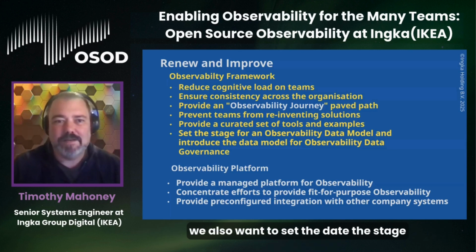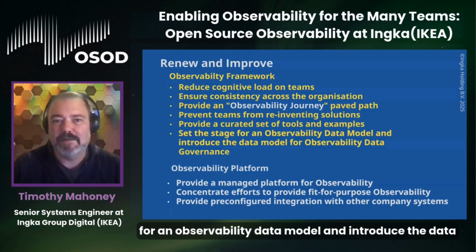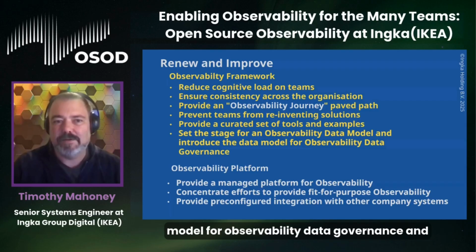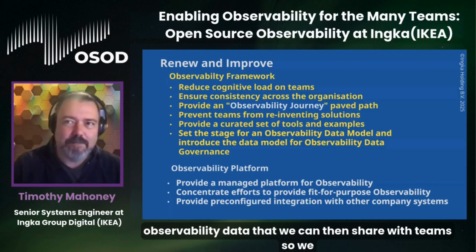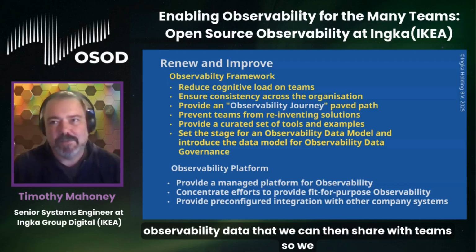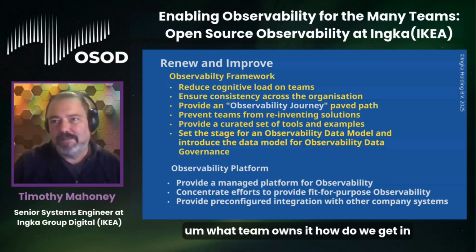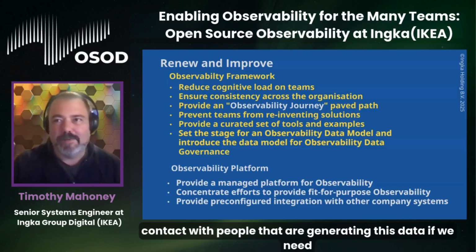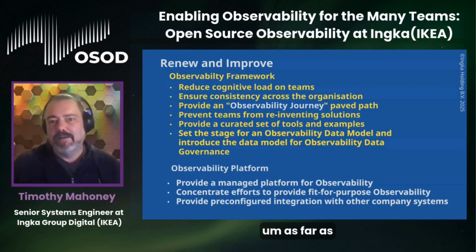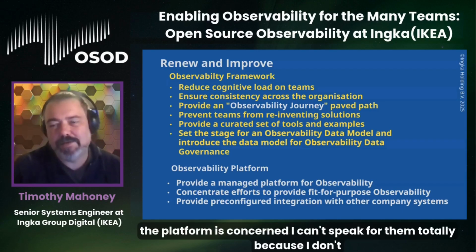We also want to set the stage for an observability data model and introduce the data model for observability data governance in that. We want to have attributes in our observability data that we can then share with teams. So we have this idea of whose data is this, where did it come from, what team owns it, how do we get in contact with the people that are generating this data if we need to, what should this data contain.